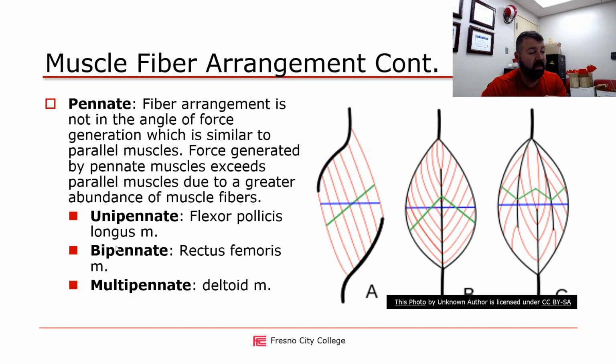Then we have bipennate muscles. This one is our rectus femoris. Your rectus femoris is one of your quadriceps muscles. It is also one of your hip flexor muscles, so it has to generate a significant amount of force during motion because that is one of your prime movers. We have two heads, as you can picture, on both sides. And lastly, these multipennate muscles.